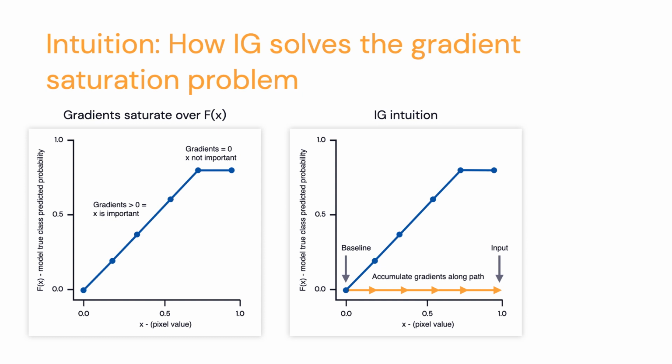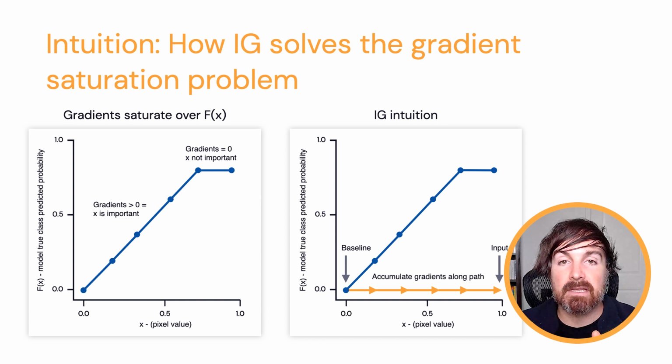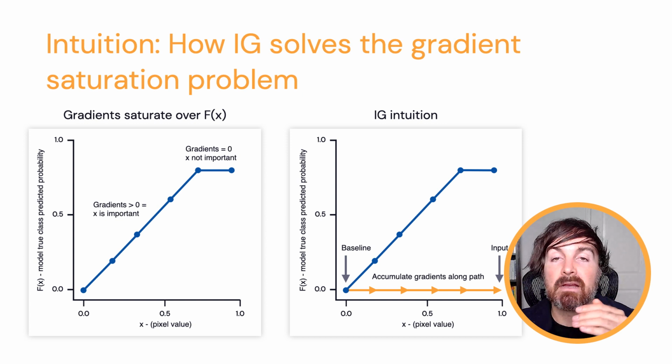On the left, you can see that your model gradients for pixel x are positive between 0 and 0.8, but go to 0 between 0.8 and 1. Pixel x clearly has a significant impact on pushing your model towards 80% predicted probability on the true class. But does it make sense that the importance of the pixel is small or even discontinuous?